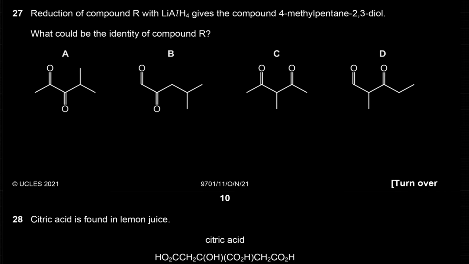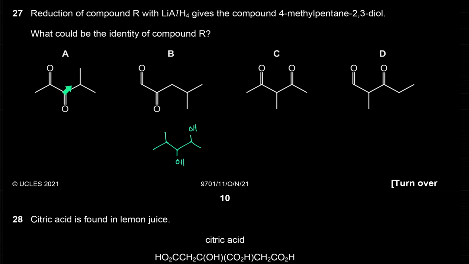Reduction of compound R with LiAlH4 gives the compound 4-methylpentane-2,3-diol. What could be the identity of compound R? So what we have is our final product, 4-methylpentane-2,3-diol. That's 1, 2, 3, 4, 5. We have 2,3-diol, so OH and OH, and we have a methyl group on carbon number 4. Now, which of these compounds can be reduced to give us this?